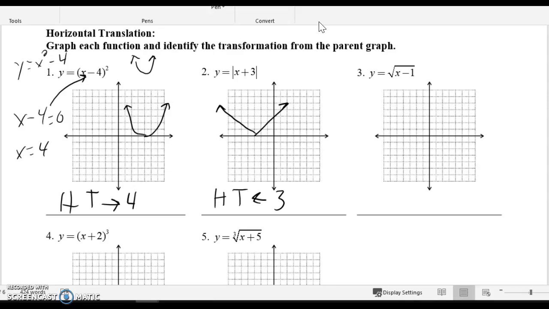Square root function. So square root function is like half of a parabola sideways. It's on the inside, so you're going to affect it left and right. You're going to go right 1, and then draw your graph. So this is a horizontal translation. You can write out the word right or left. You can write out all the words if you prefer. Right 1.